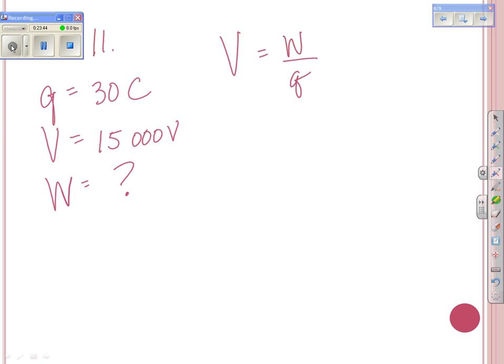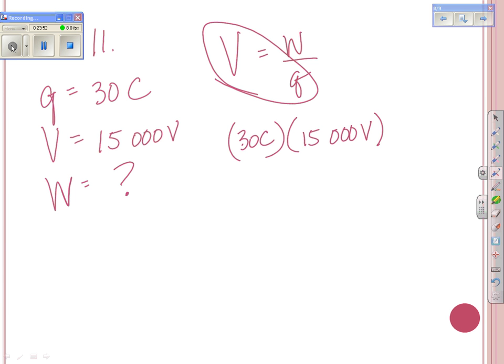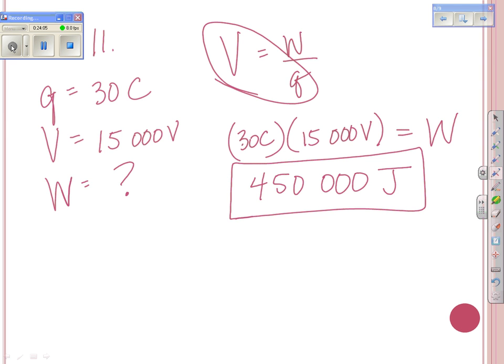If that's the case, you're going to cross multiply. So you're going to say 30 coulombs times 15,000 volts gives you the work that you're solving for. And that should be 450,000. And work has the units of joules. Remember, work and energy are the same type of thing.